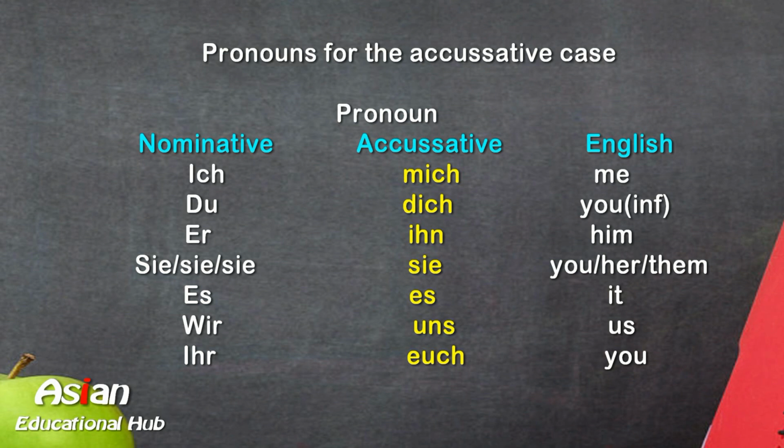And let us see the pronouns used in the accusative case. For me, we use mich. For you, we use dich. For him, we use ihn. And for her and them, we use sie. And for it, we use es. And for us, we use uns. And for you, we use euch.